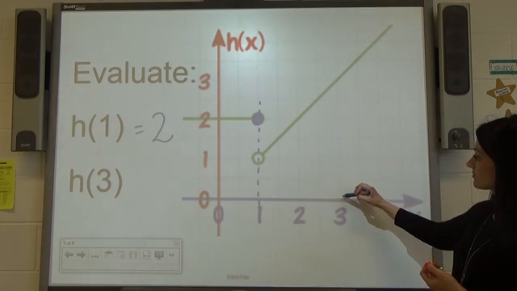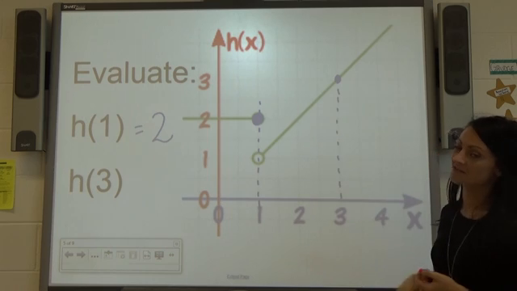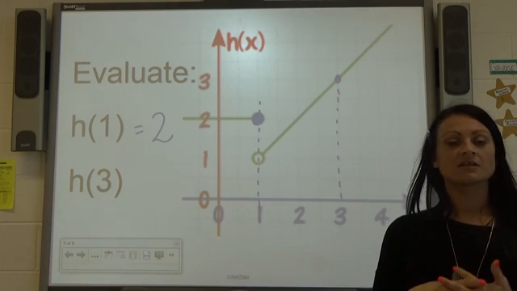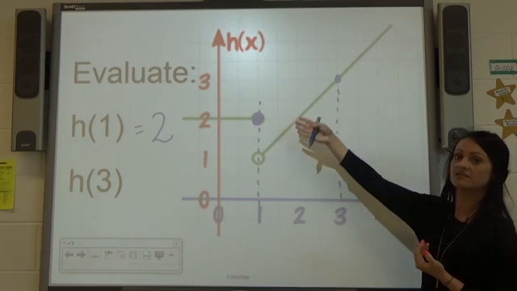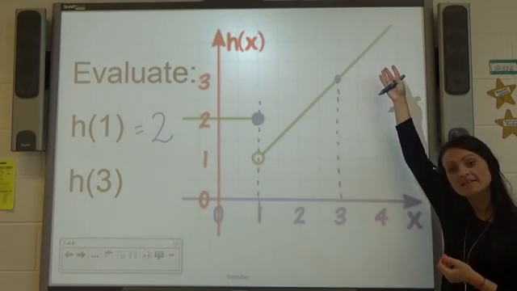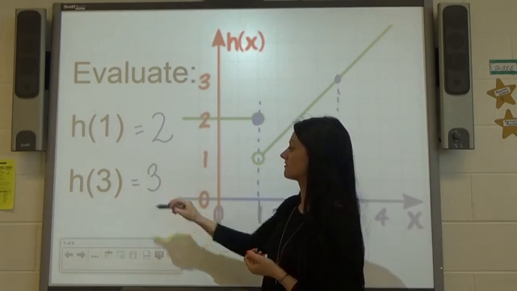I'm going to do the same thing with 3. Figure out where it's living. In this case, it is on that linear function. I don't have to worry about open and closed circles again because this is a solid line. So all of these are valid points. So in this case, it would be 3.